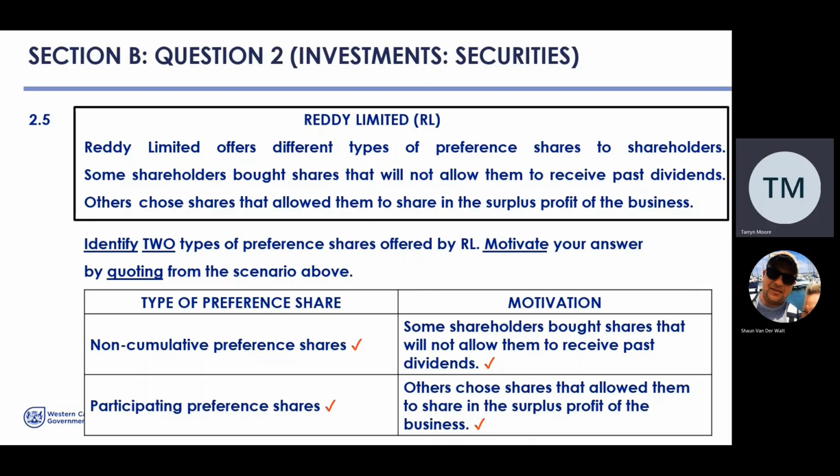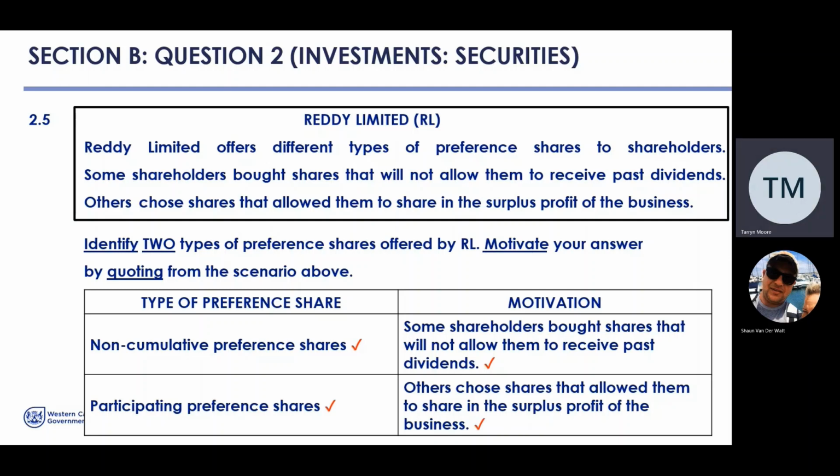The very first preference share that we see is non-accumulative preference shares. Now you will have a look that you need to motivate why you say that. Please have a look at the second line. Some shareholders bought shares that will not allow them to receive past dividends.